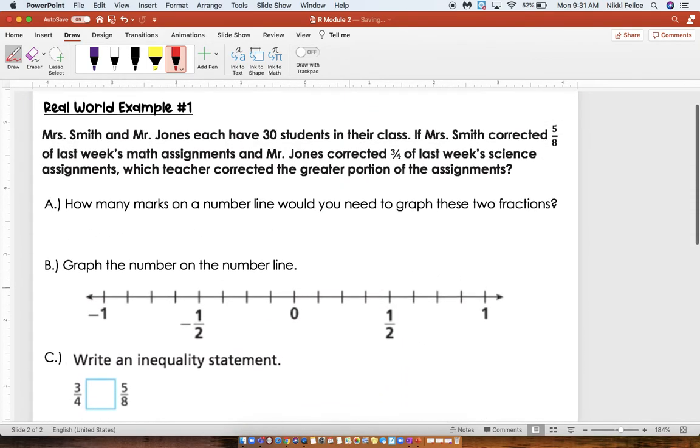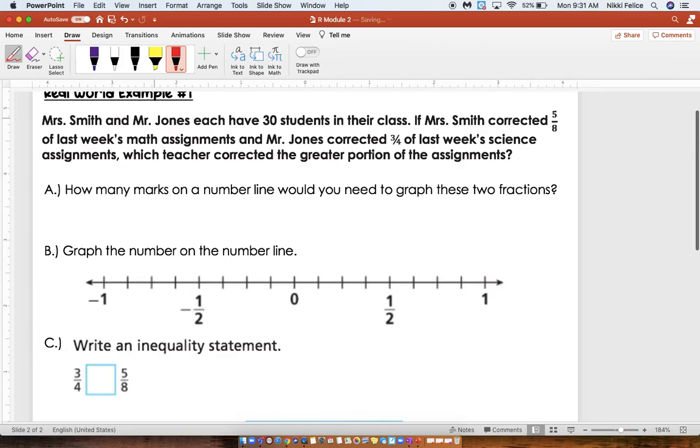I have one more up here. Mrs. Smith and Mr. Jones each have 30 students in their class. If Mrs. Smith corrected 5/8 of last week's math assignments and Mr. Jones corrected 3/4 of last week's science assignments, which teacher corrected the greater portion of the assignments?